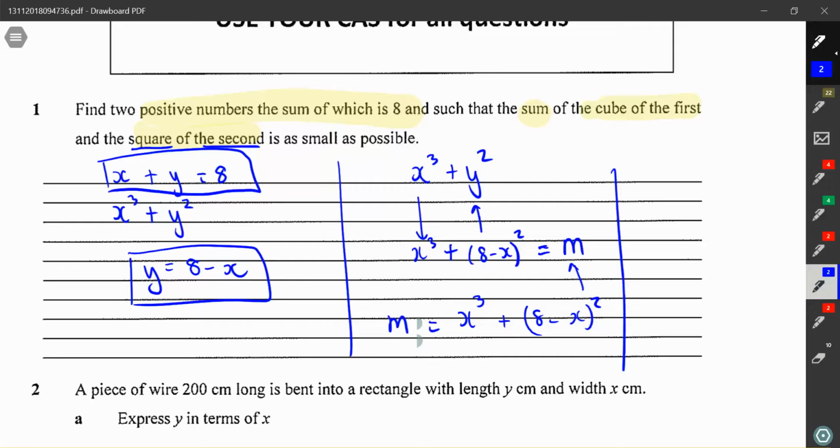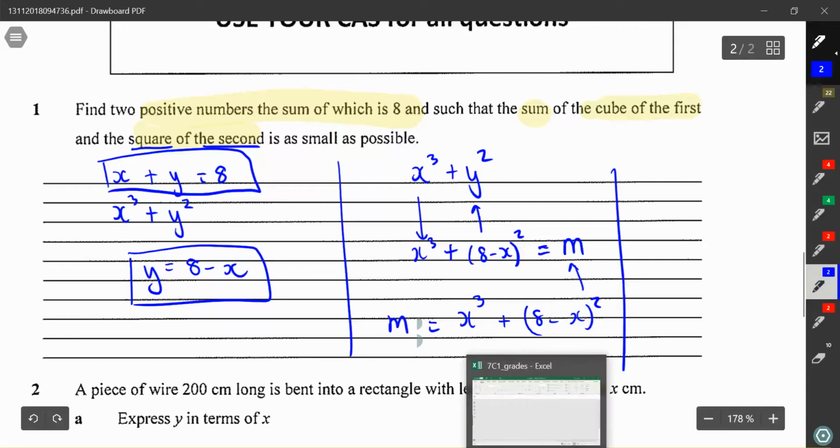So if you can define this on your calculator, you can call that y if you wanted to, but we use the y over here. So I'm going to call that m. And we're going to find the derivative of x cubed plus (8 minus x) all squared, and then we'll try to solve it. So here we go. Let's use the CAS. Now we've got an expression.